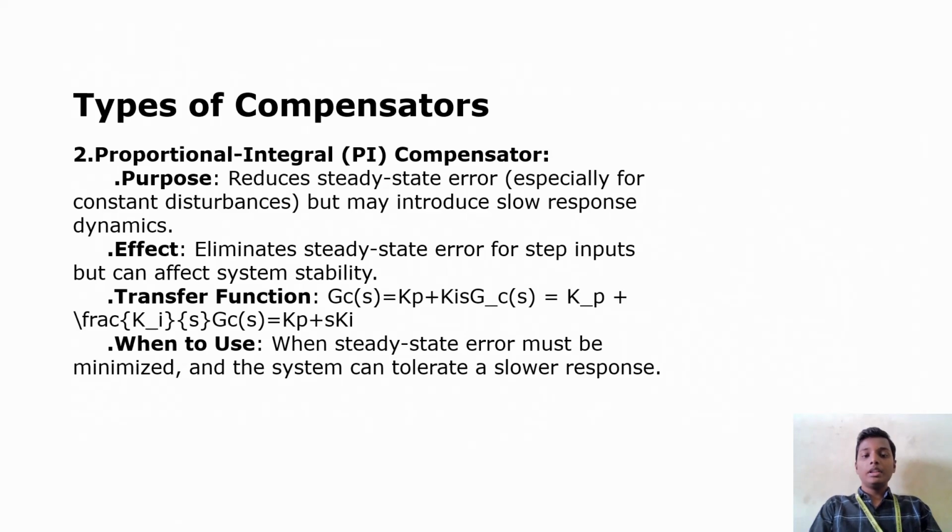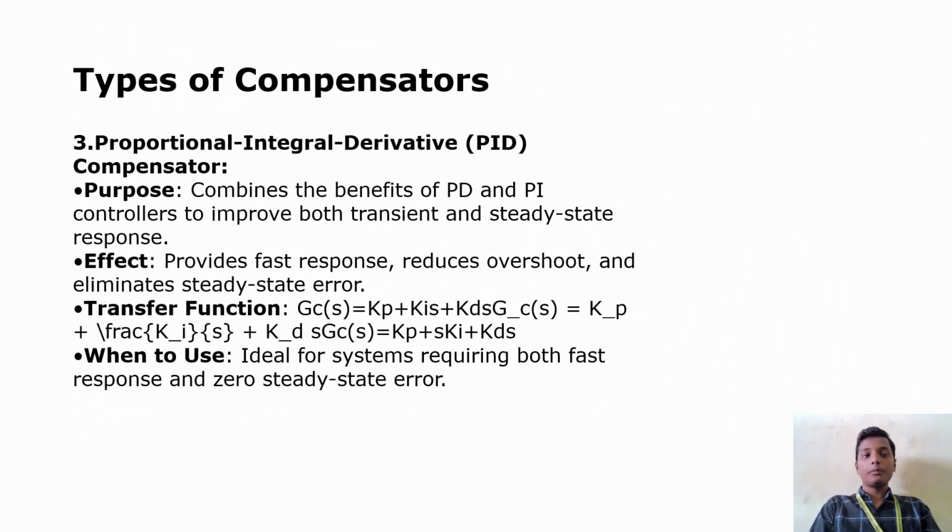Transfer function: Gc(s) = Kp + Ki/s. When to use? When steady state error must be minimized and the system can tolerate a slower response.